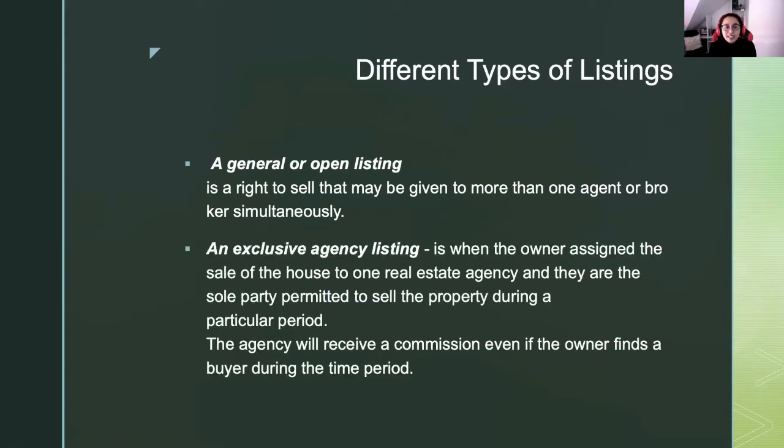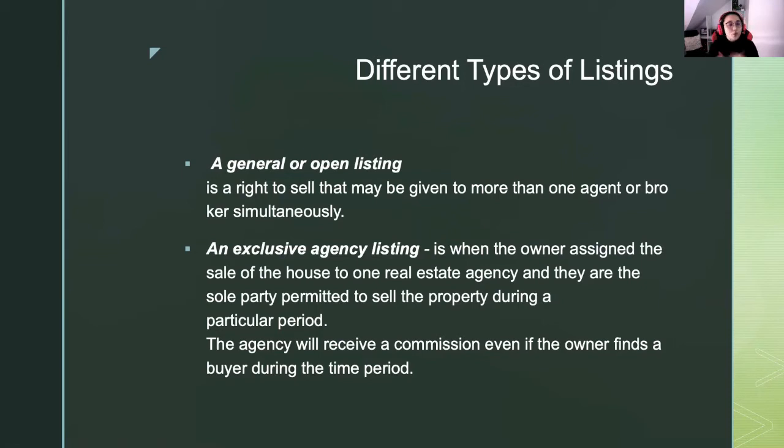Another type of listing is an exclusive agency listing. This is when the owner assigns the sale of a house to one real estate agency, and they are the sole party permitted to sell the property during a particular period. The agency will receive a commission even if the owner finds a buyer during the time period. Very self-explanatory. If you say exclusive agency listing, this is when an owner gives an exclusive right to sell to one particular broker or realtor.